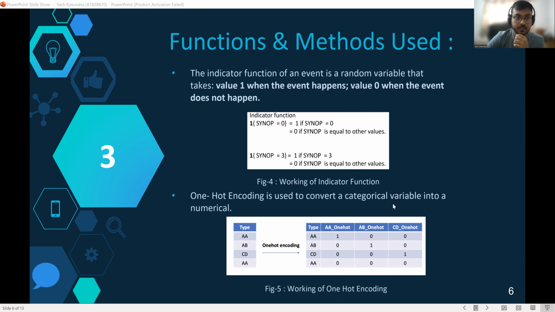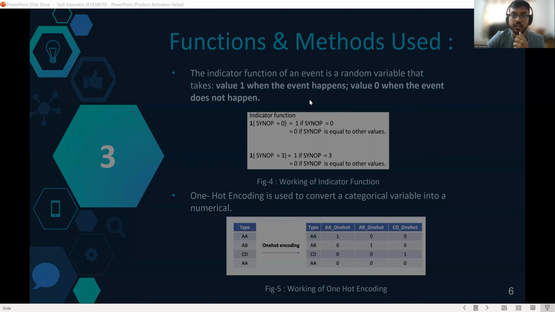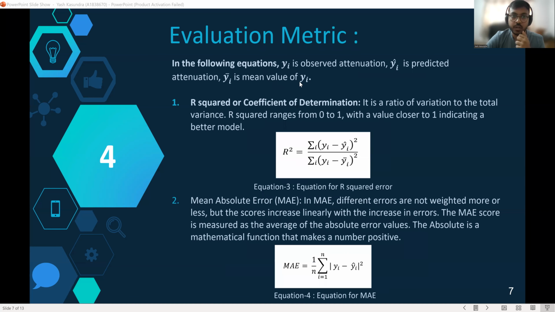Moving on to the performances, for measuring the performance of models, I have used R-square scores, which is calculated by getting the ratio of variations to the total variance, as shown in this equation over here. I also used mean absolute error, where error increases linearly with the score, and this error can only be positive. The main reason is because there is an absolute function present over there.